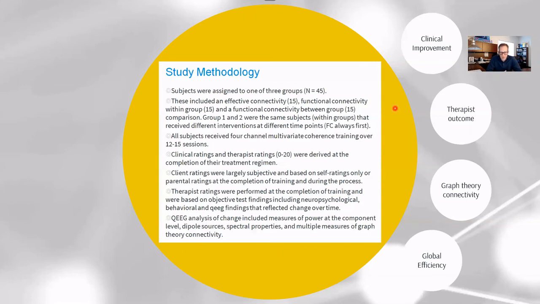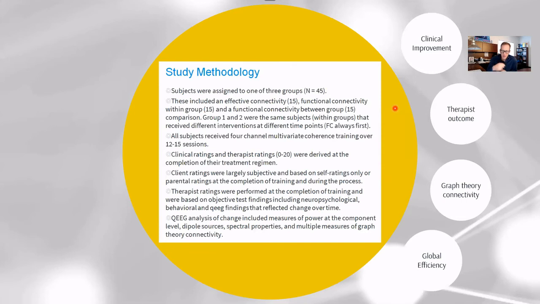We had 45 subjects altogether. We randomly assigned them, 15 of them in an effective connectivity group, 15 in a functional connectivity group, where we use multivariate coherence measures to design their neurofeedback protocol. And we did that in 2 different groups. In groups 1 and 2, they were the same patients. So they had the functional connectivity treatment first, and then even after that, we had them do treatment based on effective connectivity measures. So it was actually a stiffer test because they've already had some treatment.